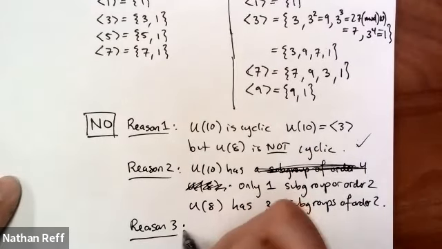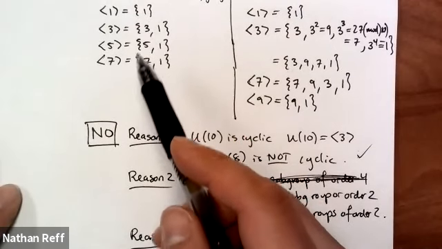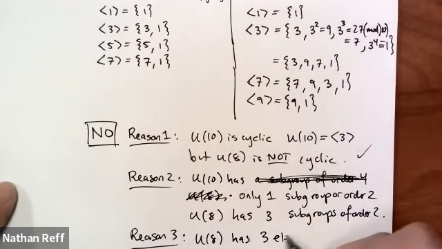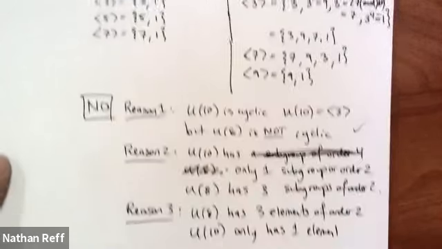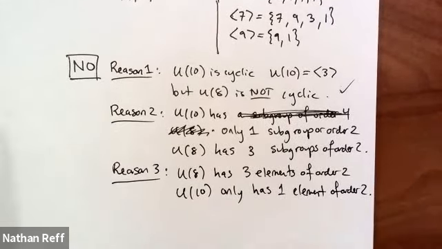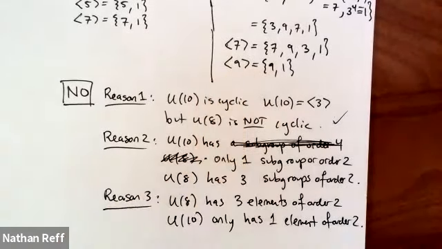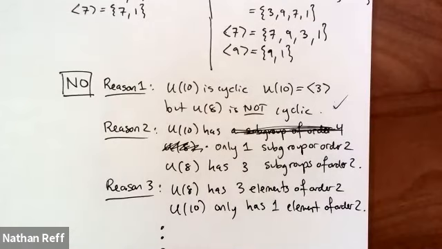So how about this reason? Do you agree that these 3 elements have order 2, right? Yeah. So you could say U8 has 3 elements of order 2, and U10 only has 1 element of order 2. Is that a pretty good reason? You see that only 9 has order 2, right? The element. And you could probably think of some others as well. But these are things to look for.